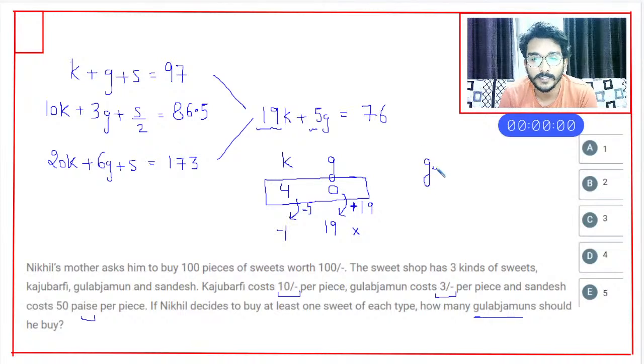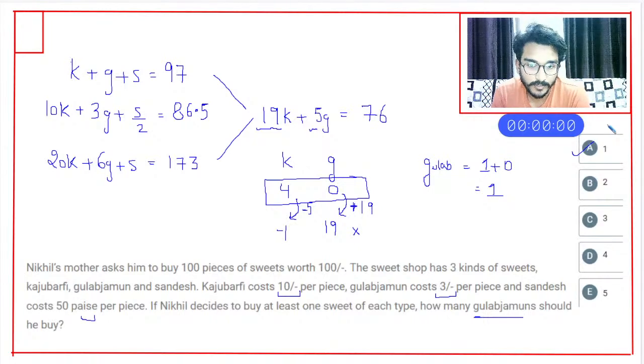This is the only possible solution for this case. So how many gulab jamuns has he bought? He has already bought 1 gulab jamun. So 1 plus 0, so 1 gulab jamun he can buy. So this is the answer for this question. Why have we taken so much time, Shivam? Yeah, you understand this one or not?